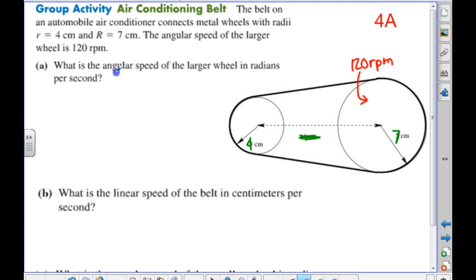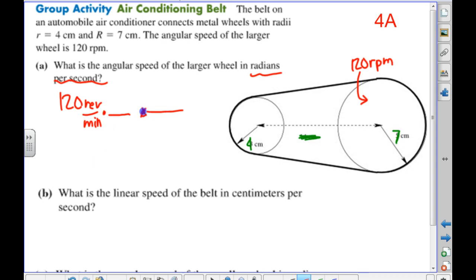The first question says, what is the angular speed of the larger wheel? Well, they told us it's 120 RPMs, which is revolutions per minute. But that's not what they want. What do they want? They want radians per second. So revolutions per minute needs to be changed to radians per second. What are the conversions I need?